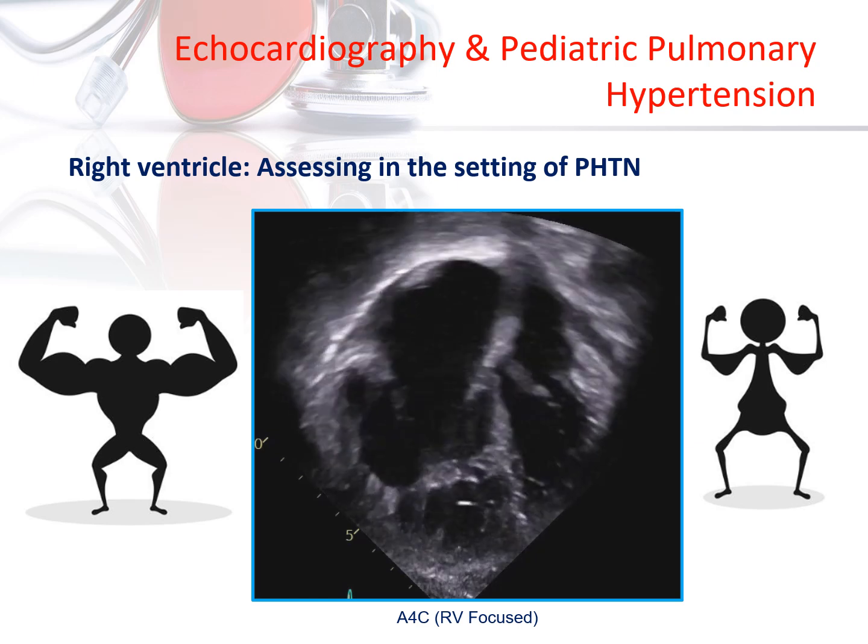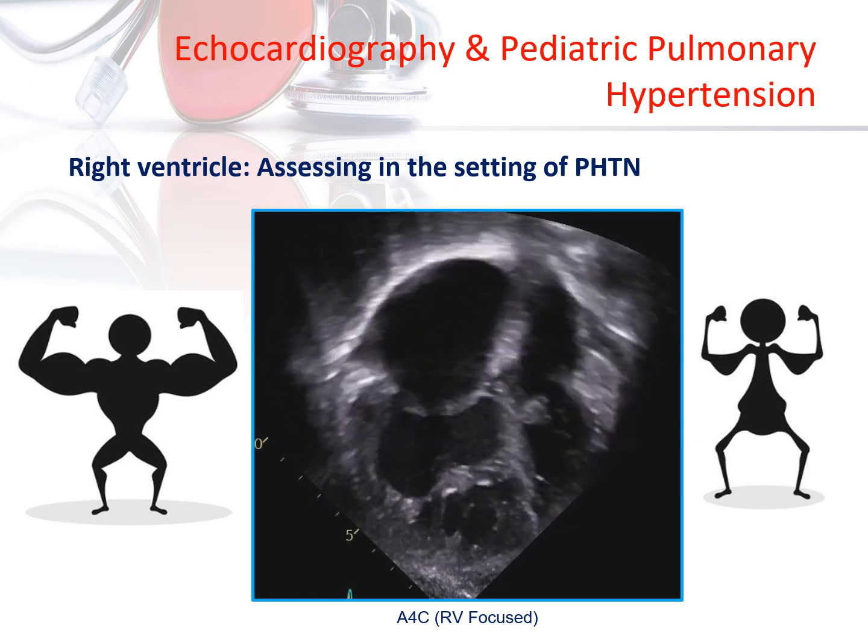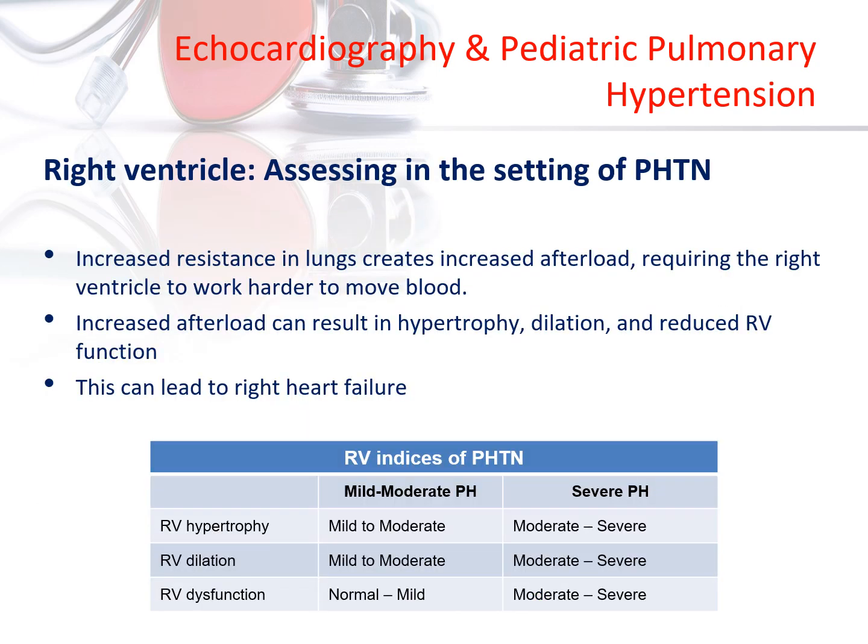Okay, right ventricle, assessing the setting of pulmonary hypertension. Increased resistance in the lungs creates increased afterload, requiring the right ventricle to work harder to move blood. Increased afterload can result in hypertrophy, dilation, and reduced RV function. And of course, this can lead to right heart failure.